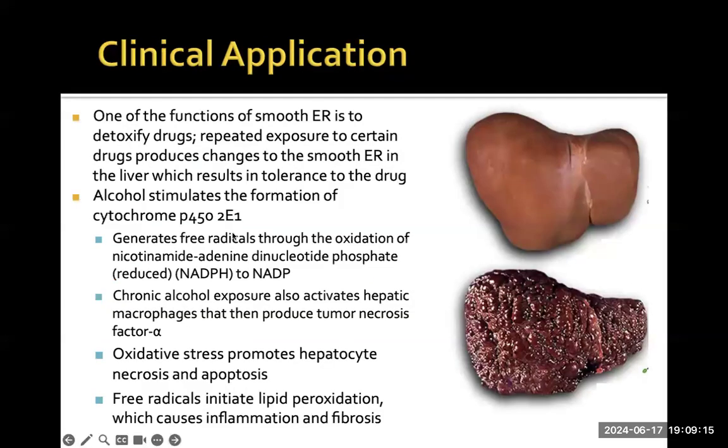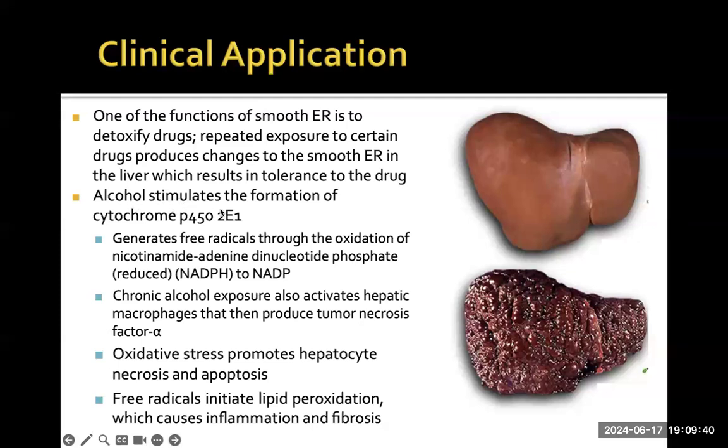Okay, so clinical application here. One of the functions of smooth ER is to detoxify drugs. So repeated exposure to certain drugs produces changes to the smooth ER in the liver, which results in a tolerance to the drug. It's how addiction takes place, because you need more and more of the drug to elicit a similar response. So drug or alcohol.